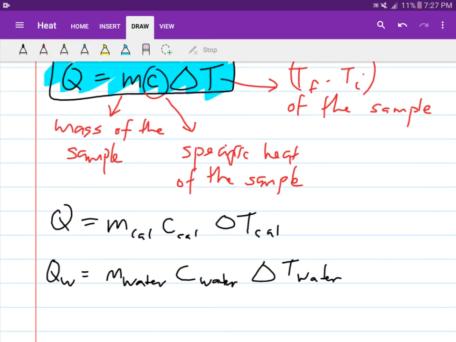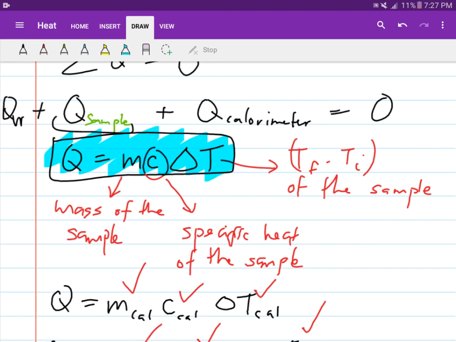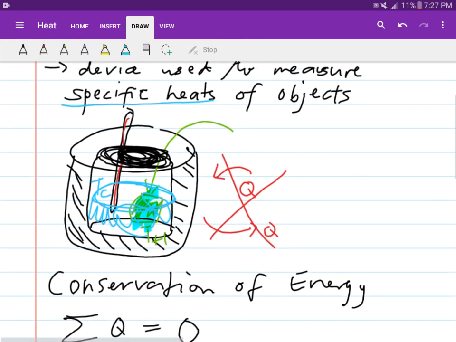So if you have all these values, mass of calorimeter, mass of water, specific heats of calorimeter and water, and change in temperature, the calorimeter experiment will be able to tell you the specific heat of the material.